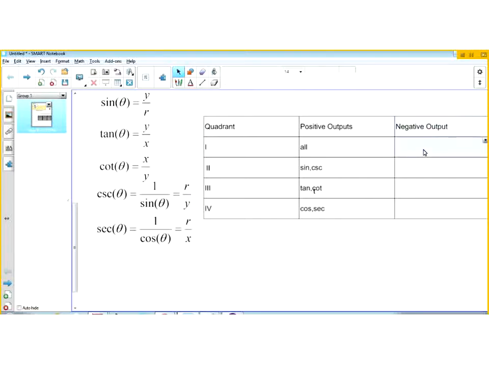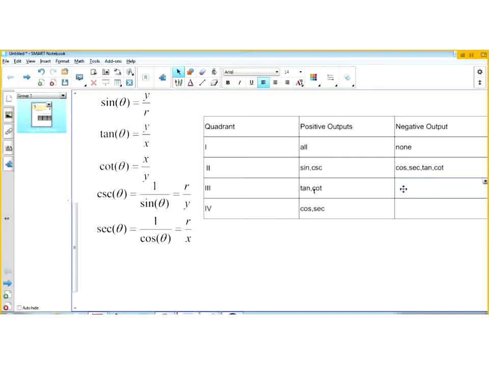All right, so in quadrant 1, none of the functions yield a negative output. Okay, and in quadrant 2, x is negative, so that means that cosine, which is x over r, will be negative, and then its reciprocal, secant, will be negative, and then the tangent function, which is a positive over a negative quantity, and then the cotangent, which is x over y, will be negative. So those 4 functions will be negative in quadrant 2.